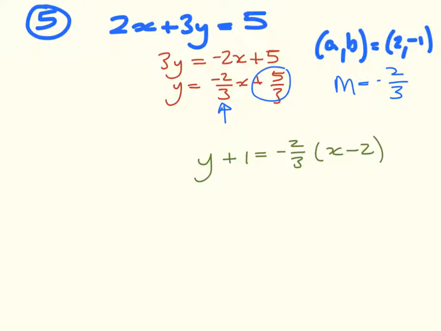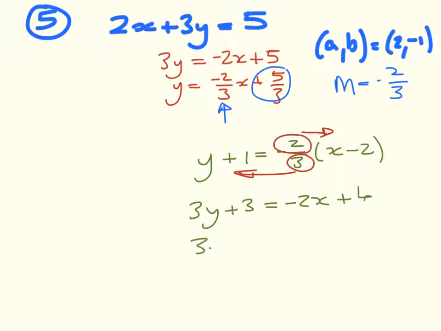Remember what we do here. Take the 3 from the bottom to multiply this side. Take the negative 2 to multiply this side. So we get 3y plus 3 equals negative 2x plus 4. Rewriting it, 3y plus 2x equals 1.